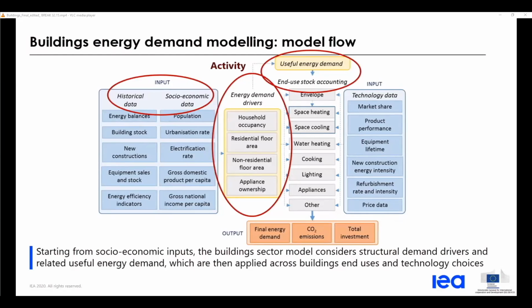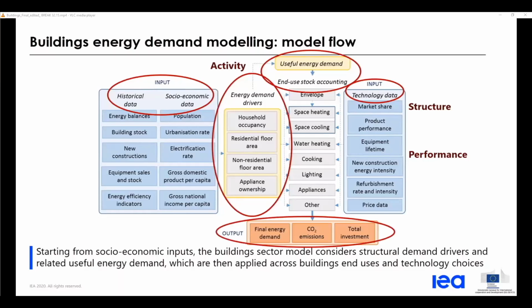In addition to that, we also need a number of historical and future technology data that describe the structure and performance of our system. These data include the efficiencies, the lifetime, the market share of the different technologies. We can then compute for each end use what technologies will meet the service demand, and we will finally estimate the energy demand by subsector and by fuel, as well as the investments and CO2 emissions.